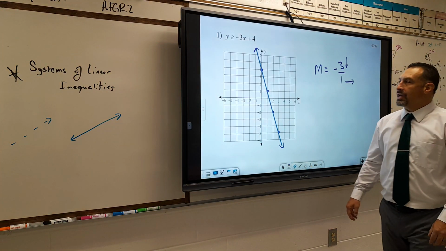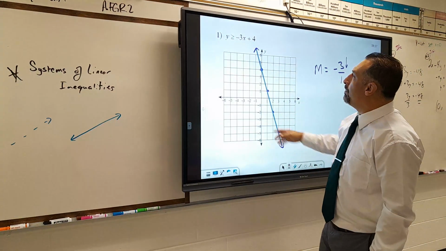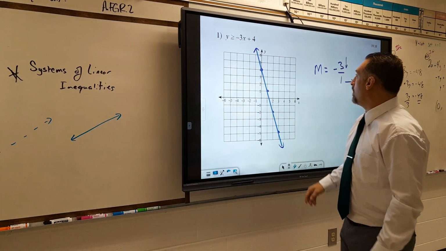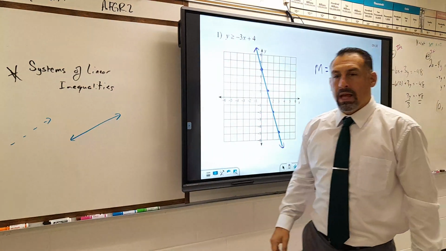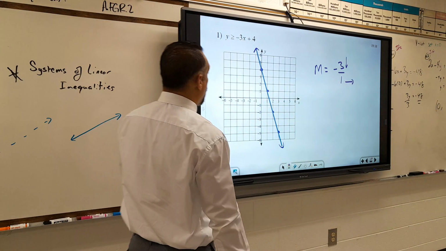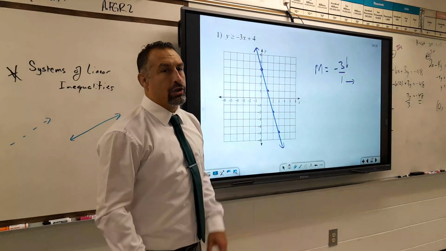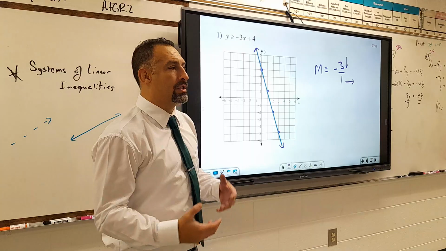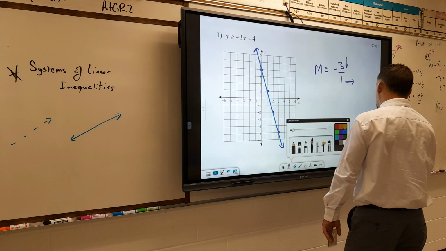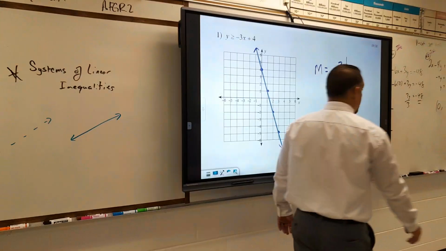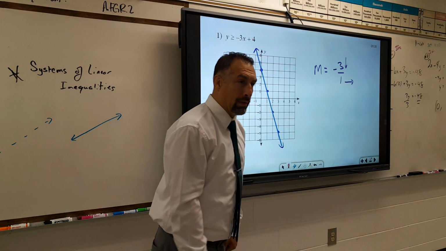Okay, so we already decided this line is solid because it has that equal to symbol. We figured out the slope. Students helped me graph it and find the y-intercept, which was 4. From here now, we've got to determine this. We're only like halfway there. This is probably the most critical part for this unit, because we already should know the other stuff, is where to shade.